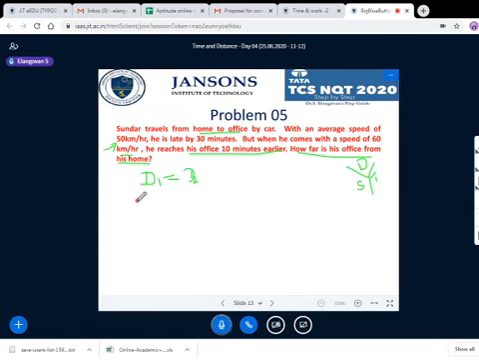D1 is equal to D2, so S1 T1 is equal to S2 T2. Now what is required? How far is the office from home? What is D? This is equal to D1 equal to D2 equal to D. So this is what is to be found out.